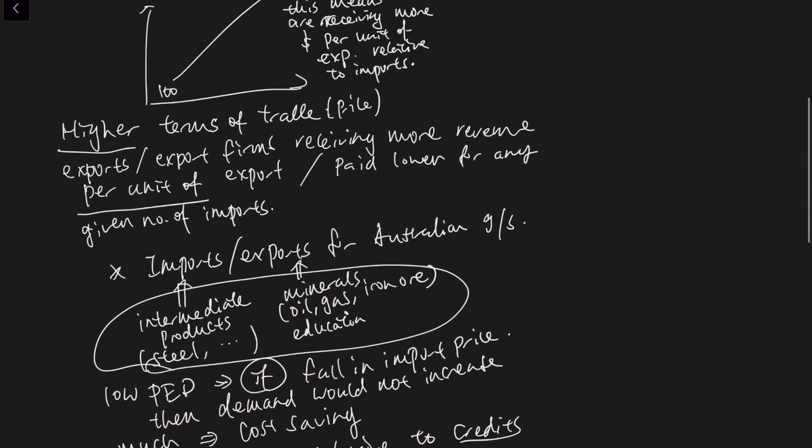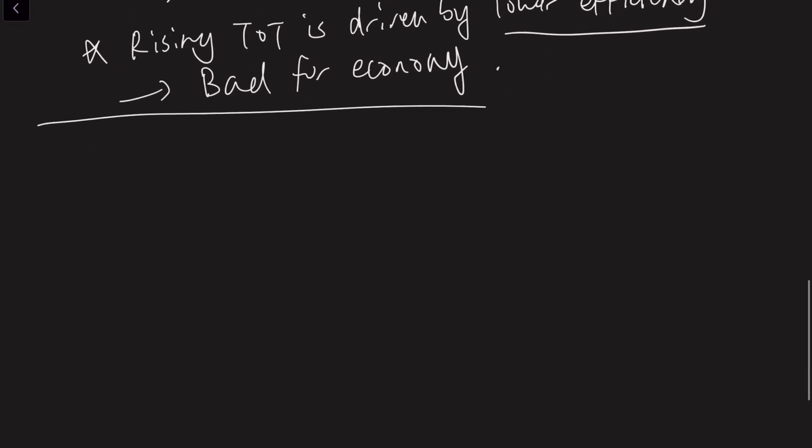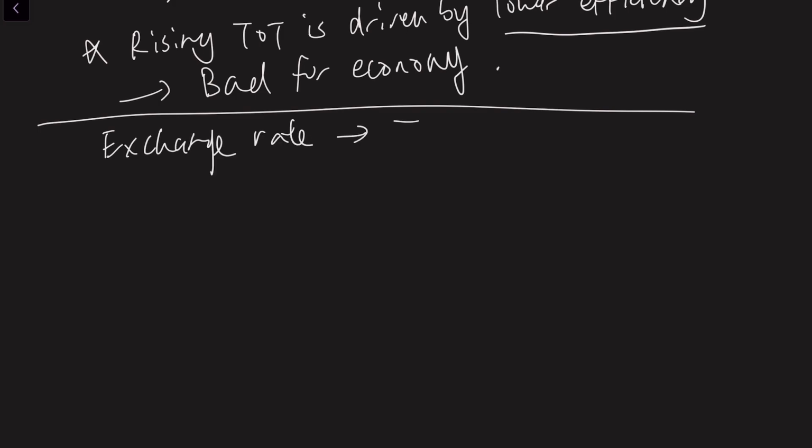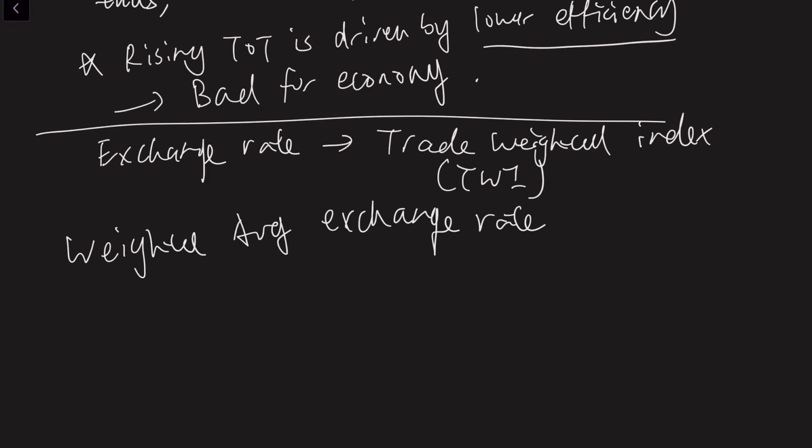So this is terms of trade, and students usually confuse this with the next topic, which is exchange rate. This is measured by something called trade weighted index, or TWI for short. So the trade weighted index is like inflation. It's calculated very similarly, so it is also a weighted average exchange rate of all Australia's major trading partners.